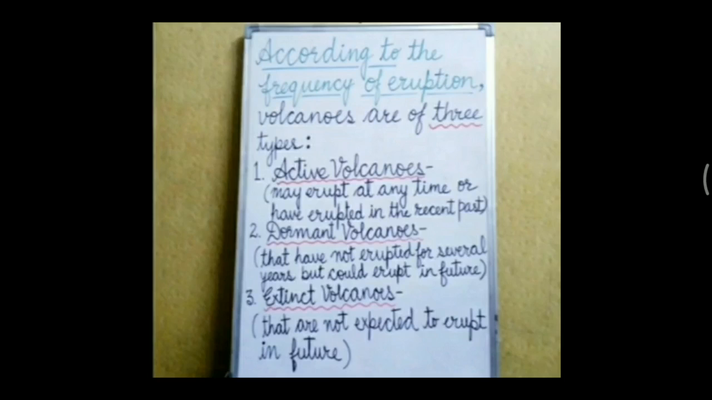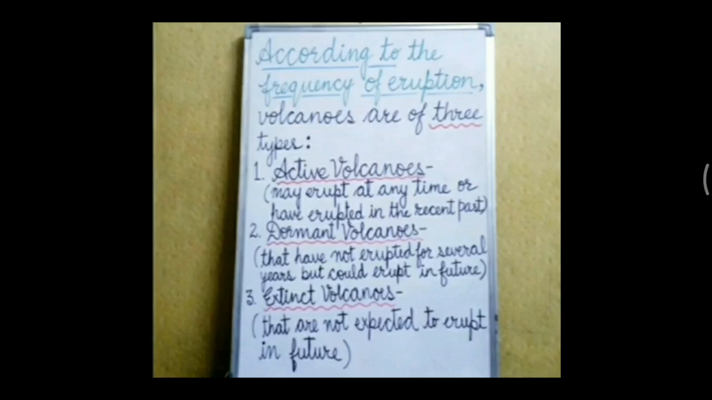The second one is the dormant volcanoes. These volcanoes have not erupted for several years but could erupt in the future. So Narcondam in the Andaman Islands and Mount Kilimanjaro in Tanzania are examples of dormant volcanoes. Now, the last one is the extinct volcanoes. These are the volcanoes that are not expected to erupt in the future.